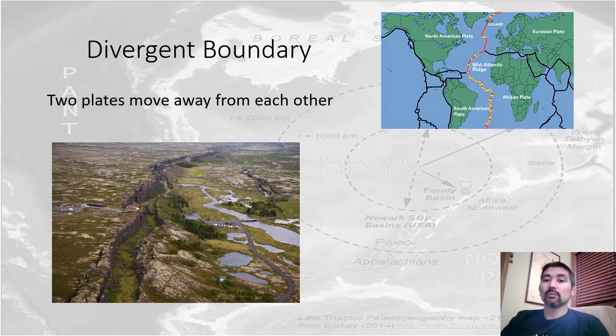So as I mentioned before, North America, South America, Europe, and Africa, they're all moving away from each other. Right now, the Pacific Ocean is the largest ocean in the world. However, in millions of years, the Atlantic Ocean is going to be bigger than the Pacific Ocean.